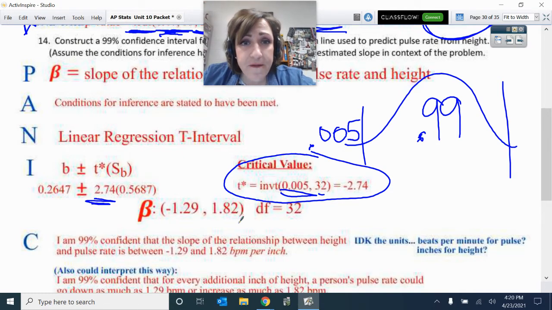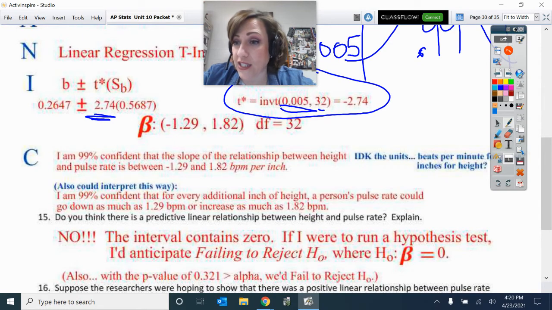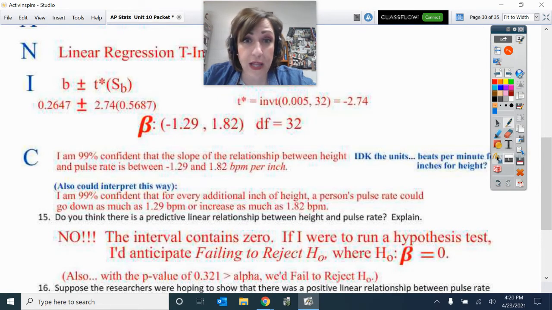Ooh, this is a very interesting problem. I'm glad this came up in this review because I wanted to really talk to you about this situation, and we had not seen it yet. So I was so glad when this came up. Okay, so look at this slope. This slope is estimated to be negative 1.29 to positive 1.82, degrees of freedom 32. Don't forget to state those degrees of freedom.